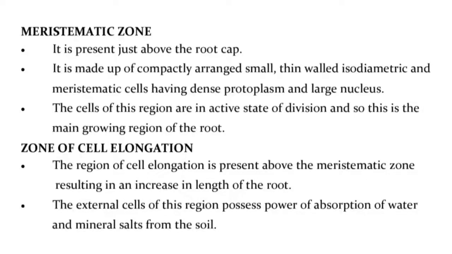Meristematic zone. It is present just above the root cap. It is made up of compactly arranged small, thin-walled, isodiametric and meristematic cells having dense protoplasm and a large nucleus. The cells of this region are in an active state of division, and so this is the main growing region of the root.